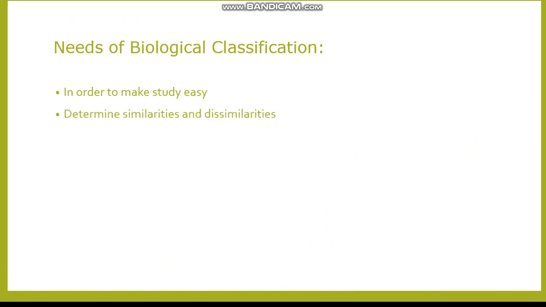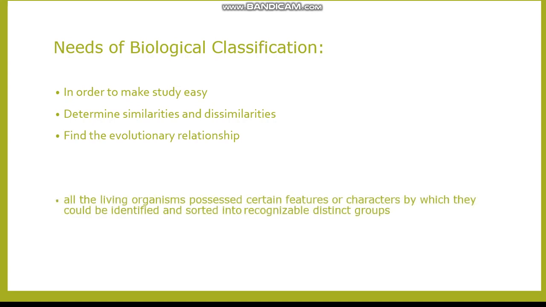Second, scientists classify organisms to determine similarities and differences among organisms, because we classify organisms on the basis of similarities and differences. We group them into various groups based on similarities. So if we make a group of organisms, the group will contain all the members which are similar to each other. And third, scientists classify organisms in order to find the evolutionary relationship between organisms.